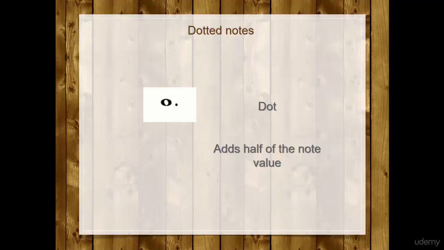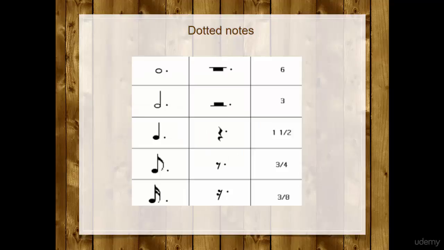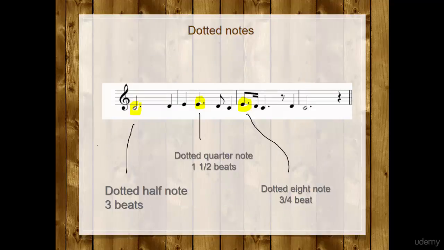So if I add a dot to a whole note, this is going to be a dotted whole note. And the whole note lasts 4 beats. So if I add a dot, it's going to last 6 beats. So you can see the chart here. You can also add dots to the rests. You can find this is kind of common. So this is important to know and important to understand and memorize.